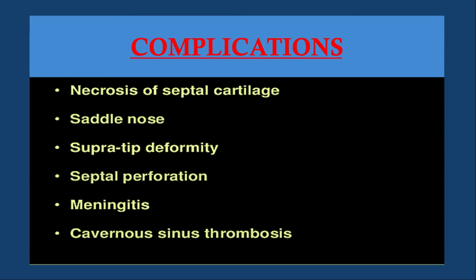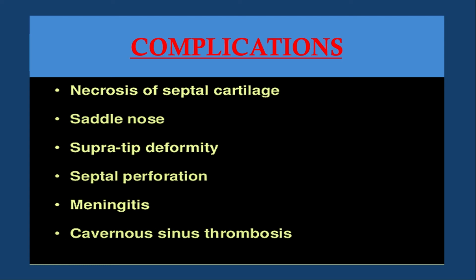Complications of a septal abscess can be necrosis of septal cartilage. The cartilage has no blood supply of its own, and the nourishment to the cartilage is removed because of the collection of pus, because the cartilage is nourished by the mucosa overlying it. So when the mucosa is separated from the cartilage by the abscess, it can cause necrosis of septal cartilage.